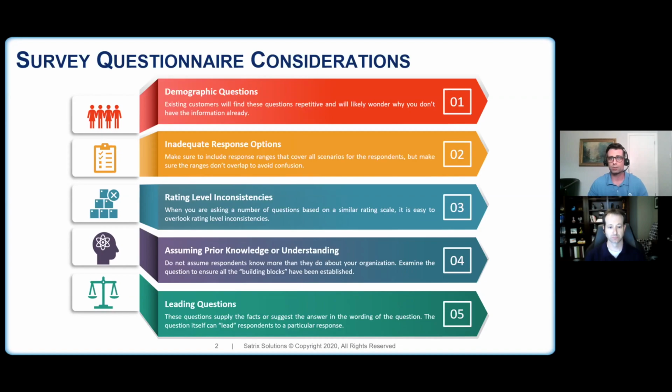Then you also have to consider what your audience may know. Oftentimes adding a don't know or N/A option at the end is a really good way to make sure that the feedback you do get is accurate and actionable. And that plays in nicely to thinking about rating level inconsistencies. Jonathan, can you talk to us about that?